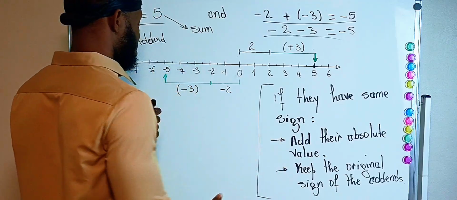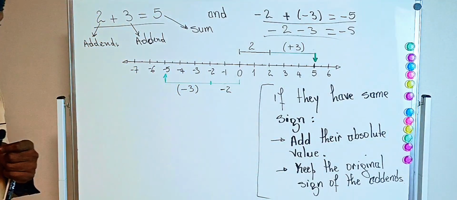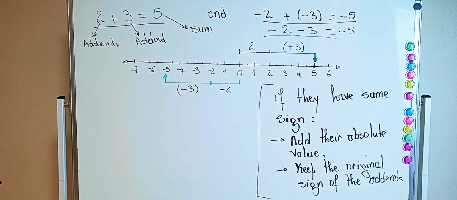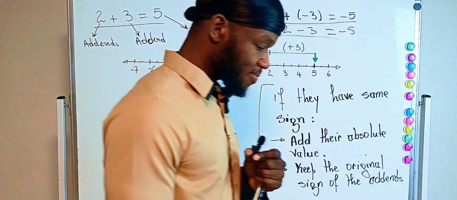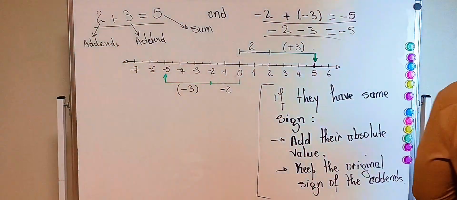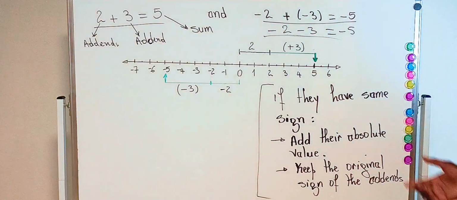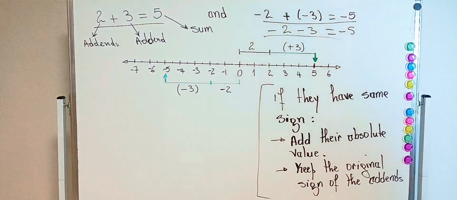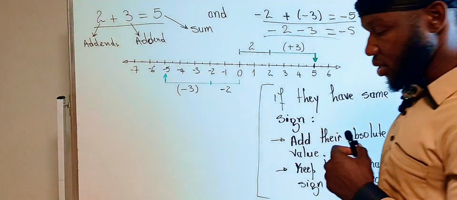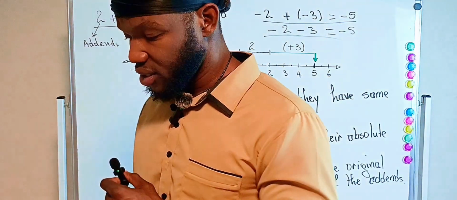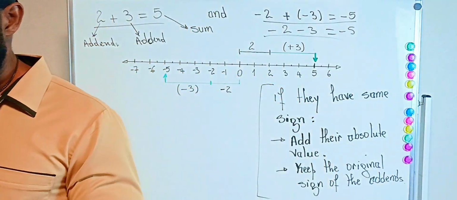Whenever we got signed numbers to add, just follow these steps and you'll be okay. If they got the same sign, positive, positive or negative, negative, we just add them and we keep the sign. Easy stuff, guys. Nothing difficult at all.